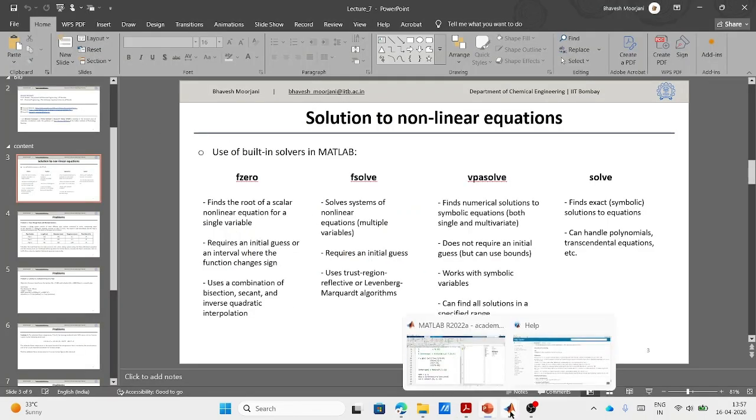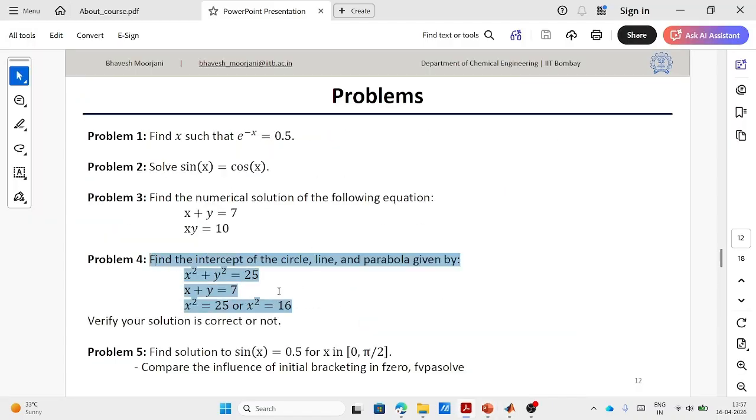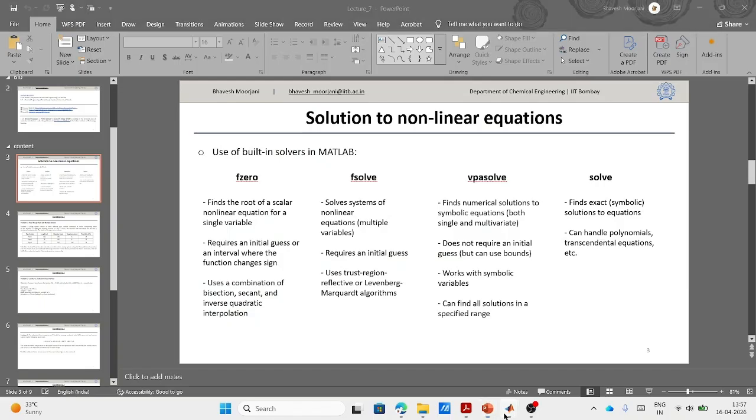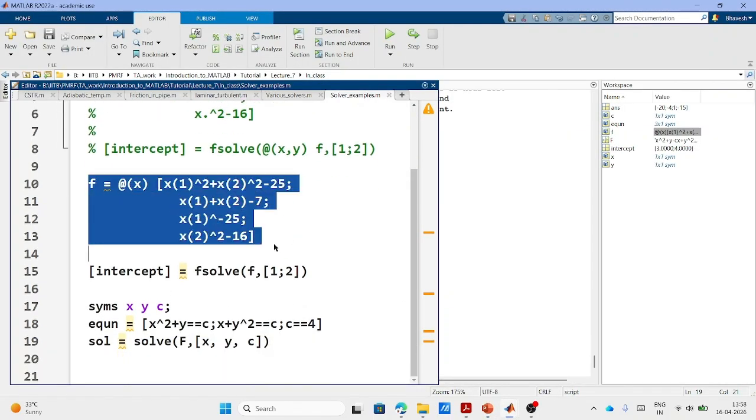So the first example that we looked at is this part, where you have to find the intercept of given equations. You have four equations given: a circle, a line, and two parabolas. If you want to find the solution of that, what we do is first define that function.